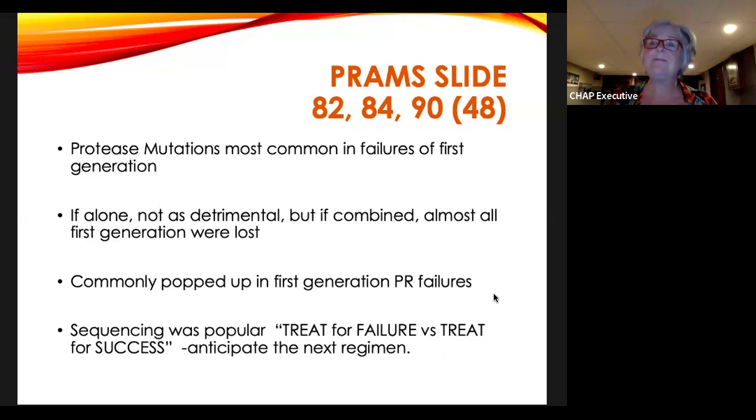So if you have somebody who has failed a boosted protease inhibitor regimen and you don't have a genotype to go with that, you tend to want to predict a little more on the cautious side with these more deleterious protease inhibitor mutations, just to be sure that you're making the correct assumption for future regimens.